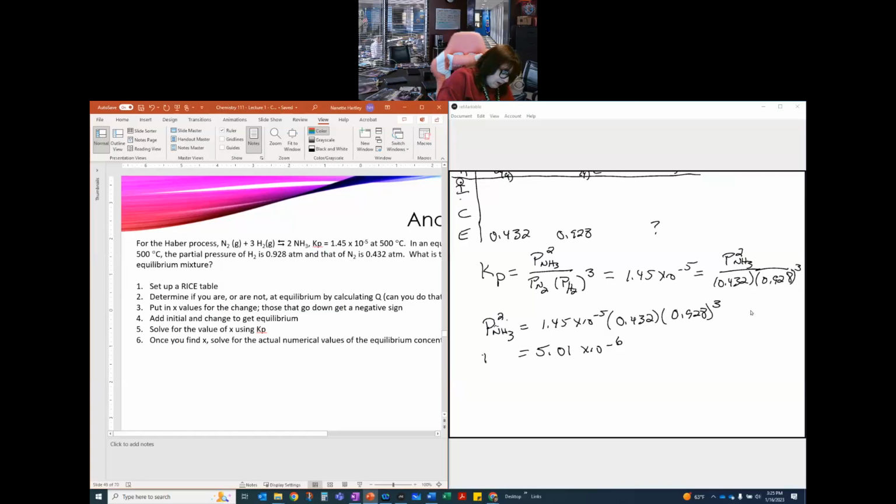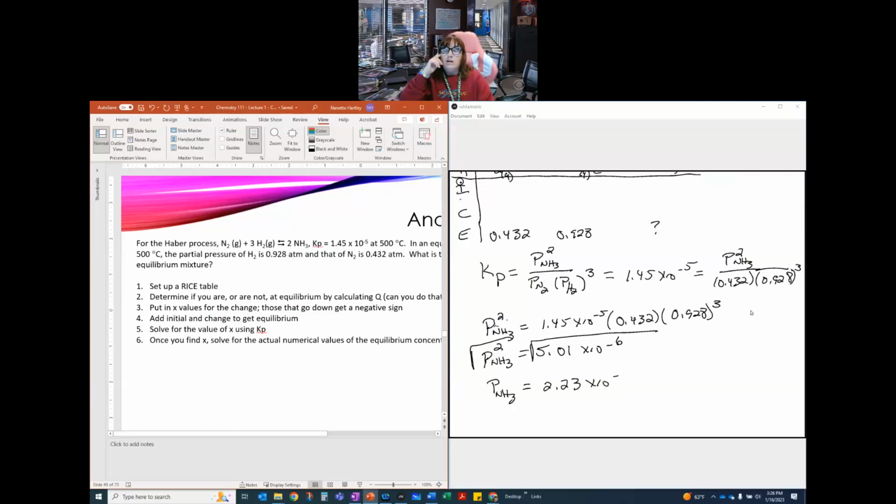Okay, now that is equal to the pressure squared of NH3. I want the pressure of NH3. So I can take the square root of both sides and get the pressure of NH3 is equal to the square root of that value. And that gives me 2.23 times 10 to the minus 3.